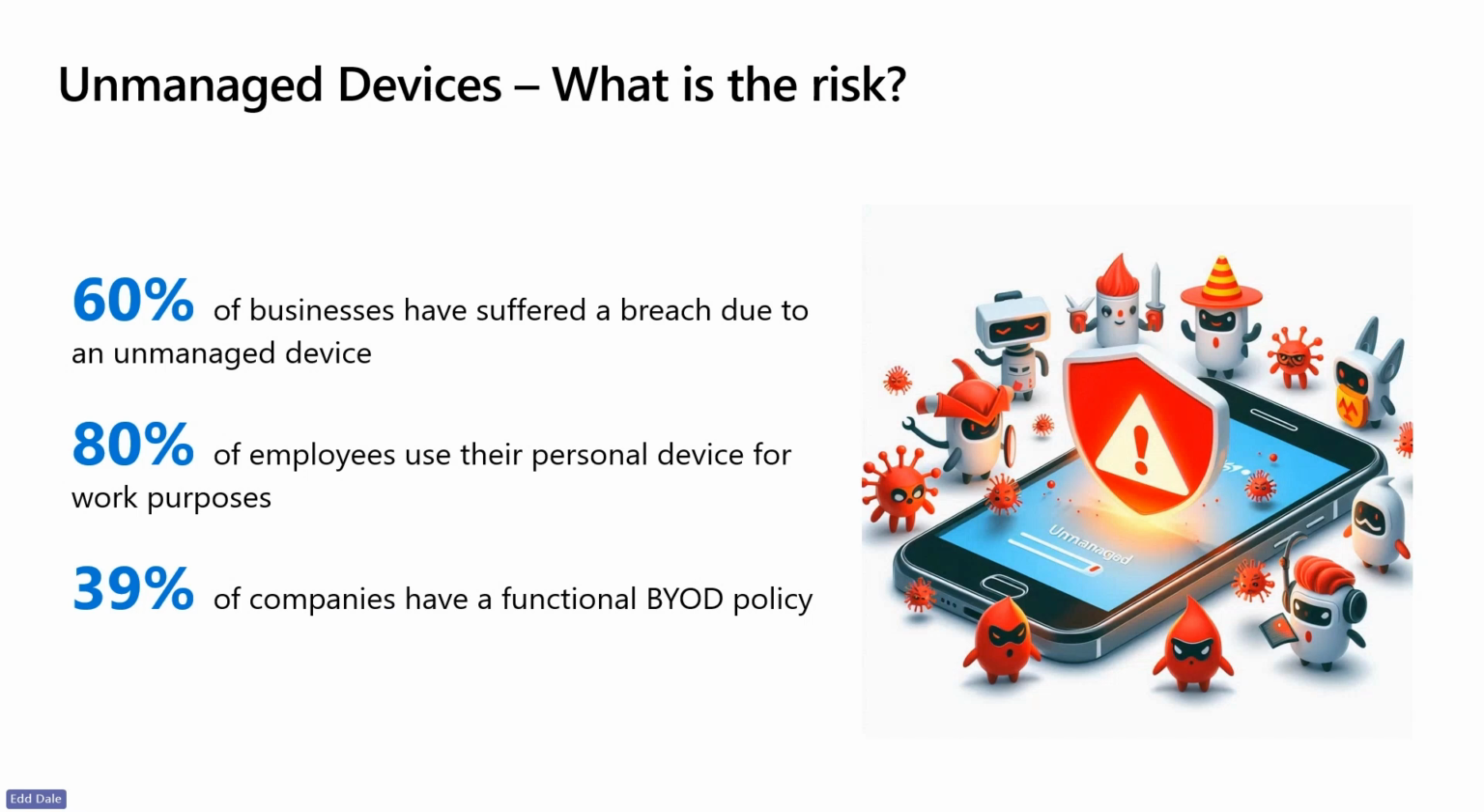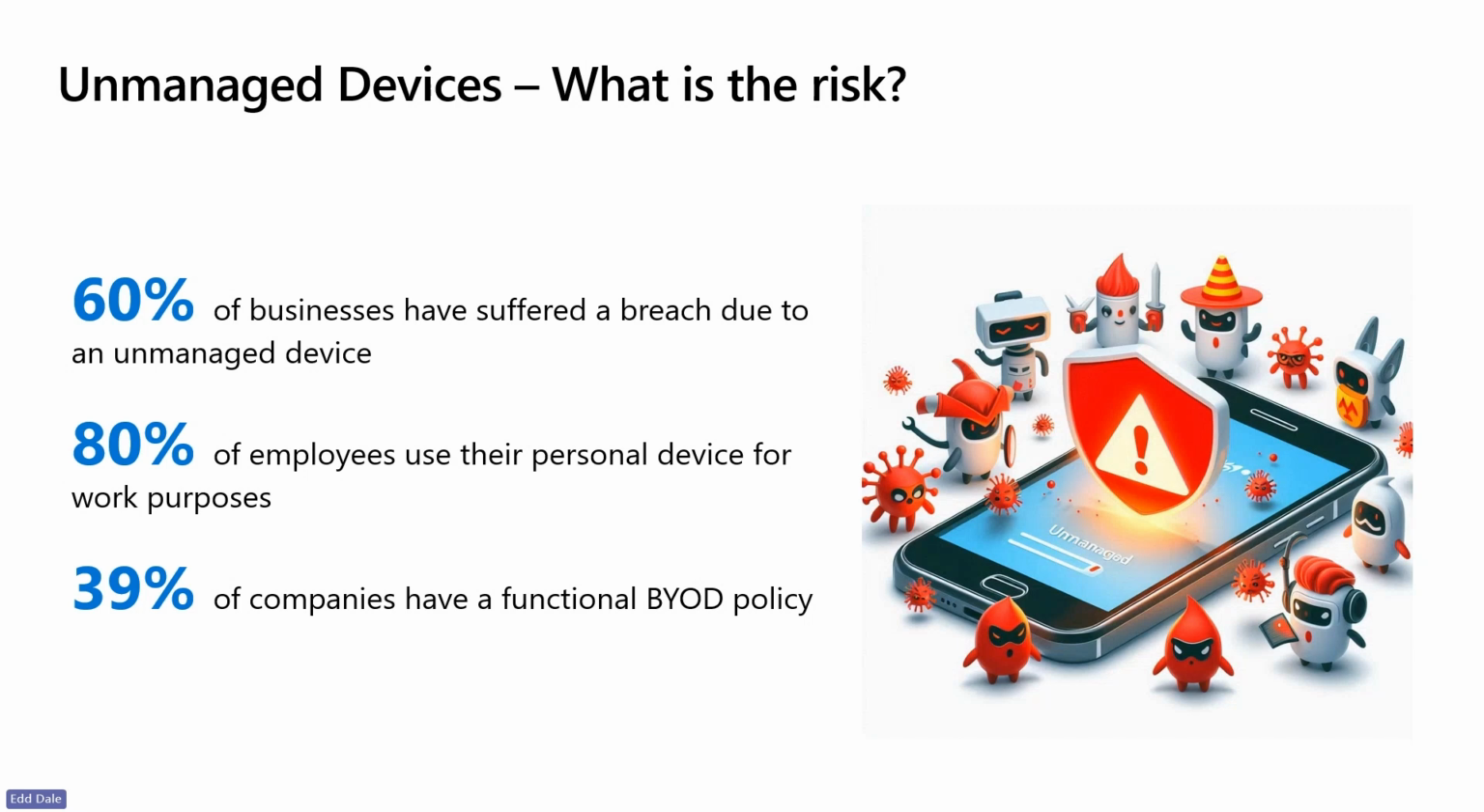Cyber criminals can use unsecured devices to gain access to an organization's network, maybe steal sensitive information, or even launch attacks. For example, a hacker could use an unmanaged device to gain access to an employee's email account, which could then be used to gain access to the entire organization's network. Additionally, unmanaged devices can be lost, they can be stolen, putting any of the data that's on those devices at risk.